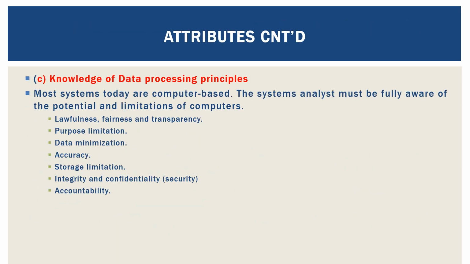Then also, the systems analyst must have knowledge of data processing principles. Just because most systems today are computer based, you must be aware of data processing principles. Below I have listed the data processing principles, which are lawfulness, data limitation, minimization, accuracy, storage limitation, integrity, confidentiality, and accountability. I think you can go and read more to understand this, and in one way or the other you have covered them in some other courses. But if not, you might need to go and look at the data processing principles and why it's important that the systems analyst must possess them.